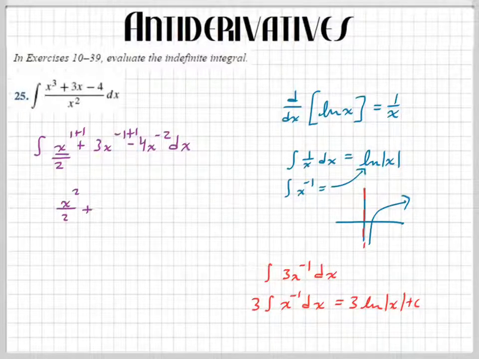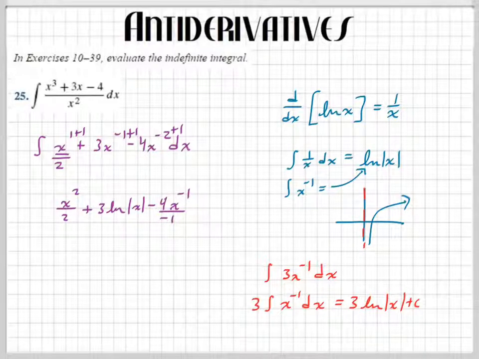So here we would have 3 natural log of the absolute value of x, and then the last term, when we add 1 to the negative 2, we would get a negative 1, so we have x to the negative 1, and we divide it by negative 1. So that's going to change my sign right there on the 4, and so now I'm going to get rid of that because divided by 1 doesn't do anything, and that's my answer. But don't forget the c.